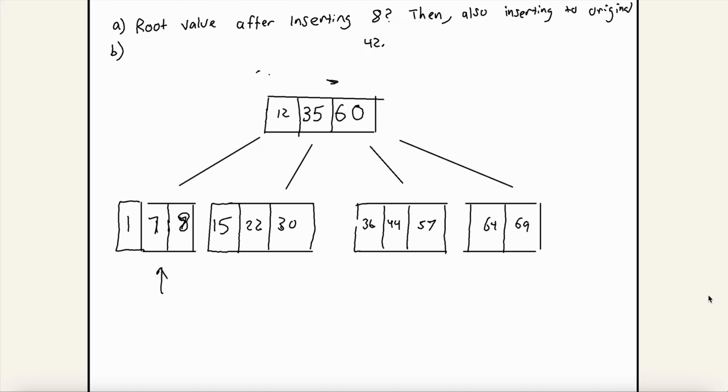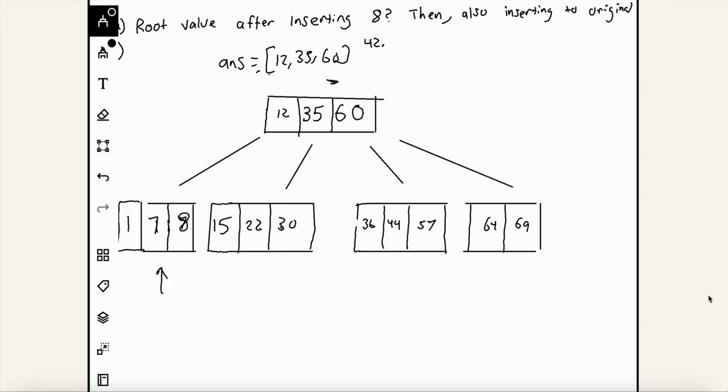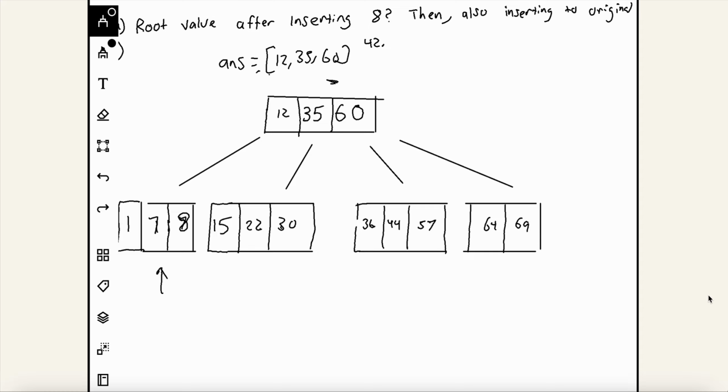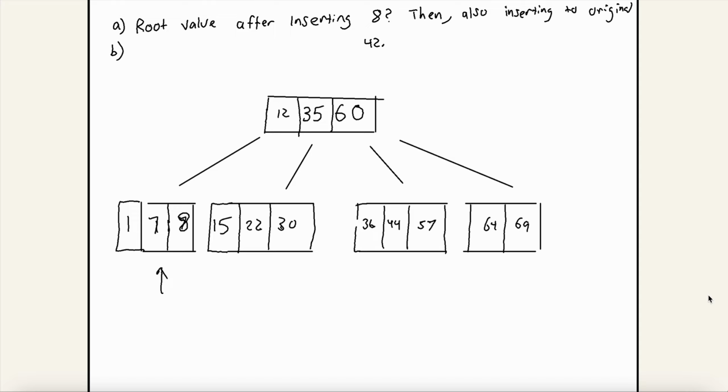Cool. So I guess when you're actually answering the question, the root remains unchanged. So the answer is something like 12, 35, 60. Cool. I'm just going to erase this layer. Oh, let's not do that. That's weird. I'll just rub it out. Okay, so I must have messed up the layers, but it shouldn't take too long.